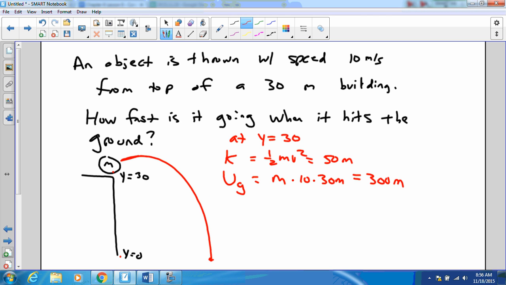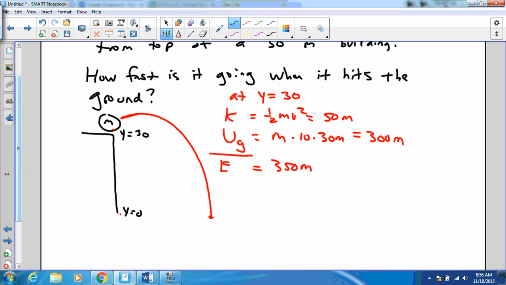And the K and the U together represent the total energy that the ball has as it's leaving that building. So I can label this as E, the total mechanical energy, is going to be 50m plus 300m is 350m. Just like that. And that's at y equals 30.